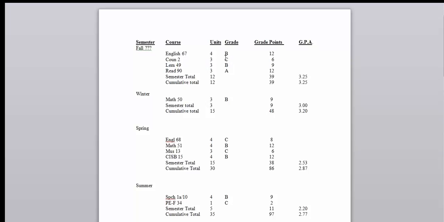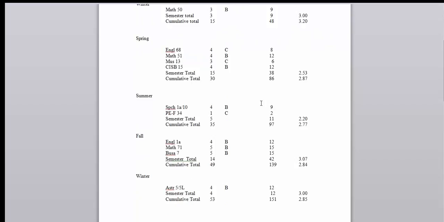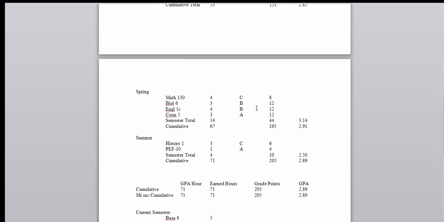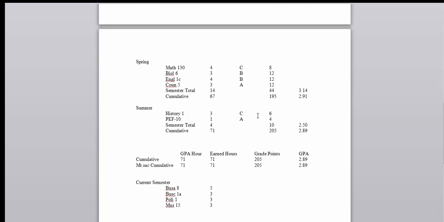So 4 multiplied by 3 is 12, so 12 grade points. 3 multiplied by 2, 6 grade points. So you add all grade points, getting 39 here, you divide by 12, and therefore you get a 3.25 GPA. And you can do that with each and every semester. Okay, now, how do you go about putting together an educational plan based on what you've taken before so you can figure out what you need to take in the future?